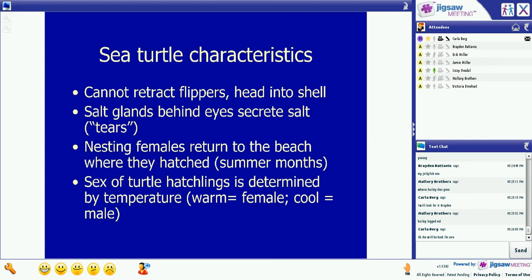Cannot retract robust head into shell, salt glands behind eyes secrete salt, nesting females return to the beach where they hatched in the summer months. Sex of turtle hatchlings is determined by temperature: warm, female; cool, male.